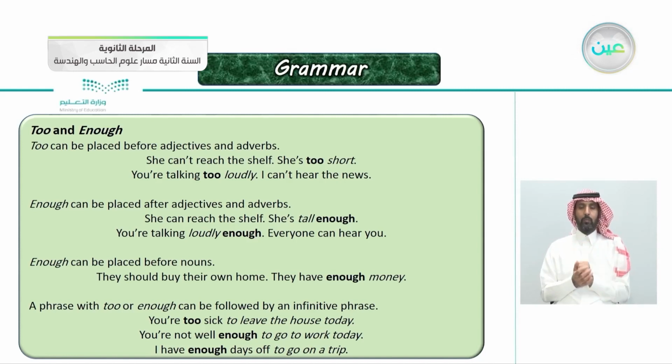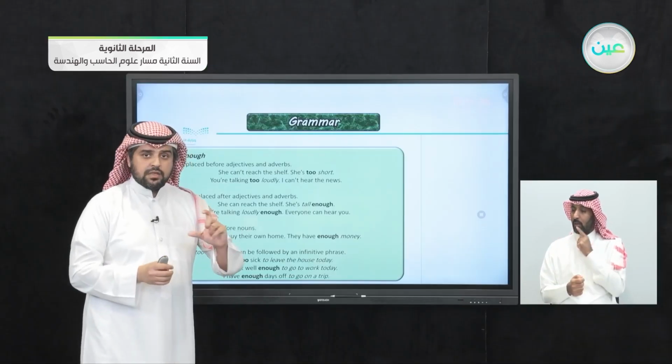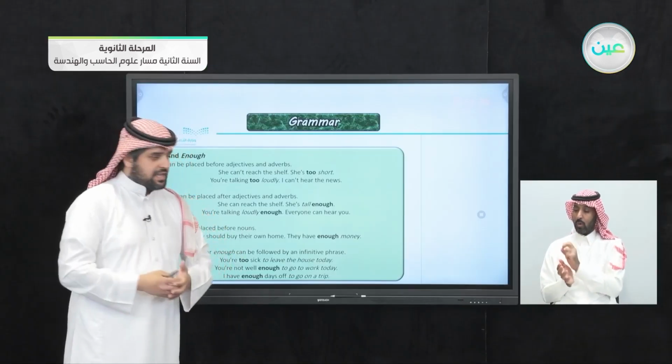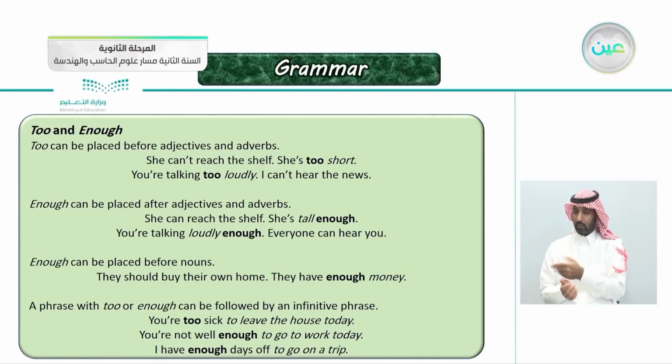Also, enough can be placed before nouns. Another use for enough, it can be placed before nouns. They should buy their own home. They have enough money. They have the money amount that can buy this house. Again, they should buy their own home. They have enough money to buy this house.